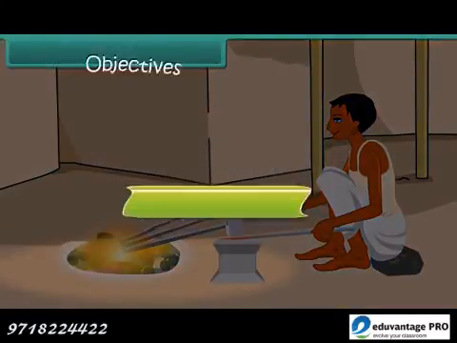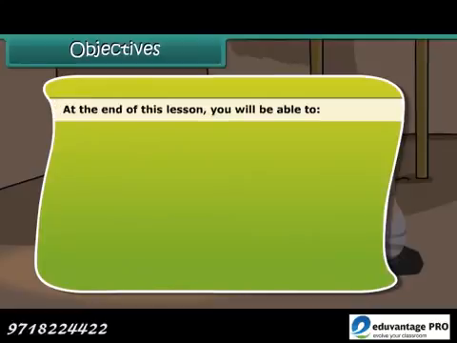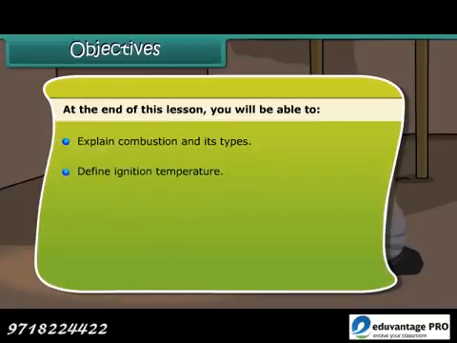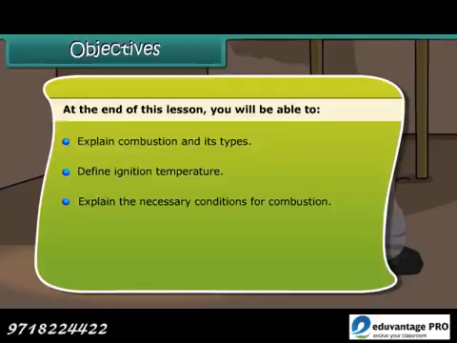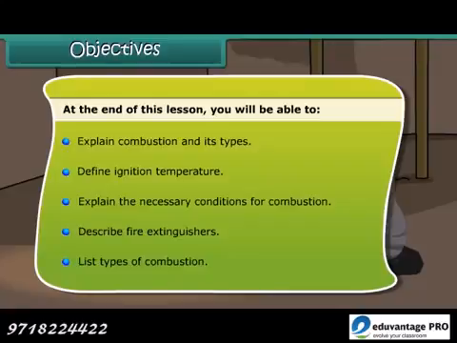Objectives. At the end of this lesson, you will be able to explain combustion and its types, define ignition temperature, explain the necessary conditions for combustion, describe fire extinguishers, and list types of combustion.